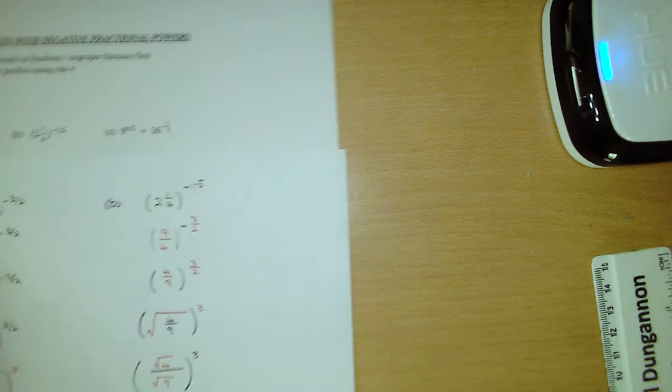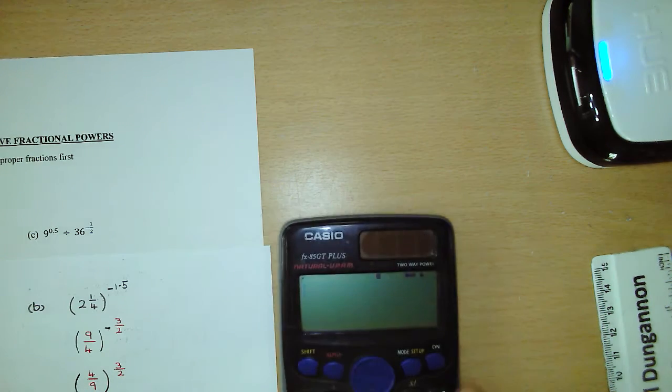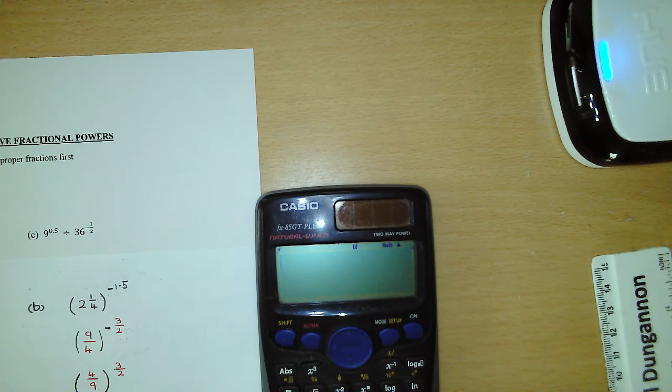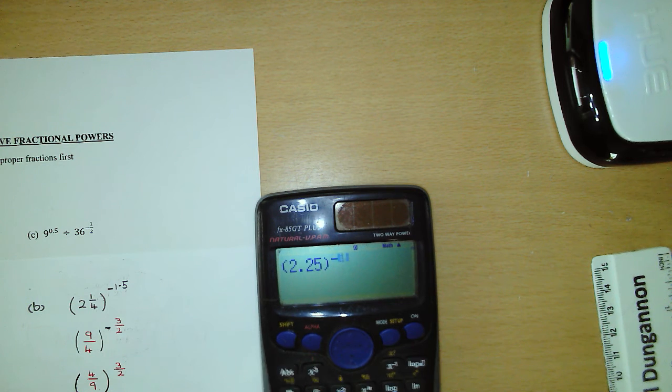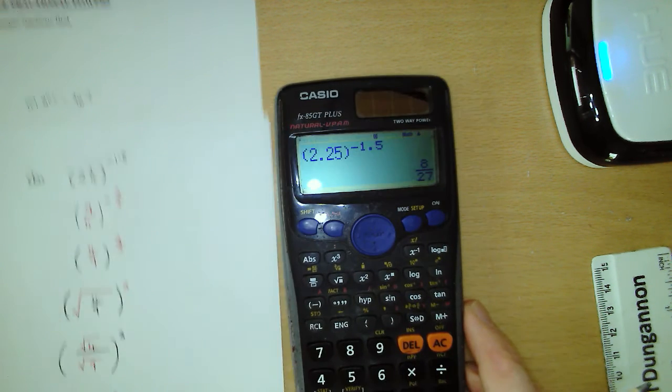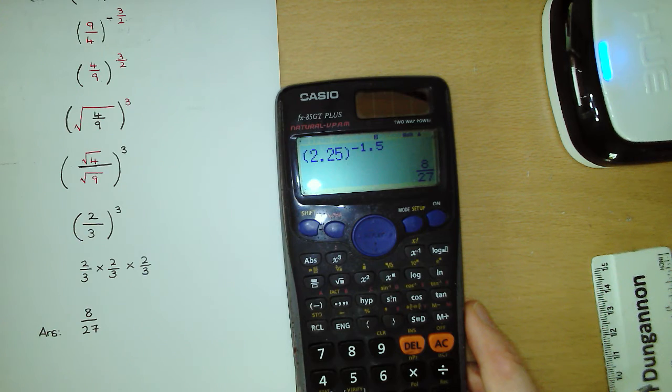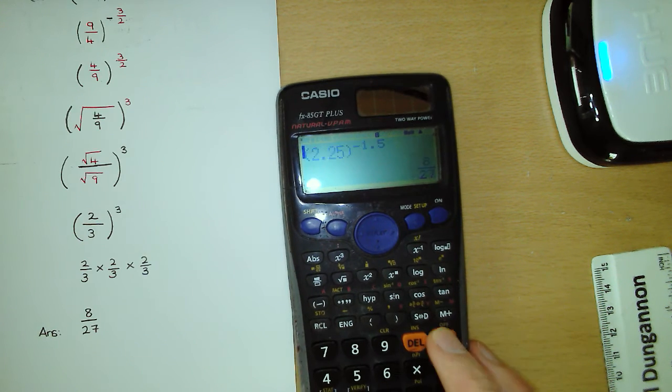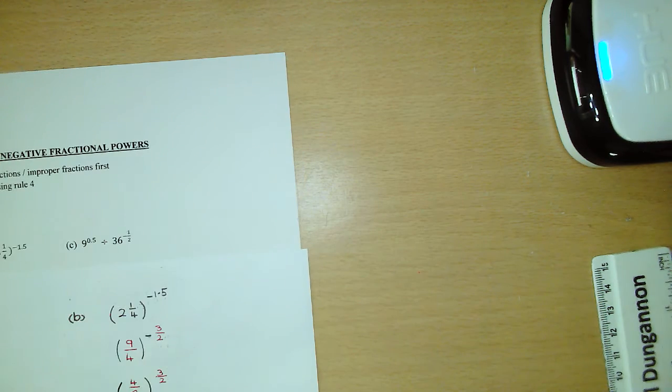So let's type it into our calculator to see have we done it correctly. So we have 2 1/4. I'll type in 2.25, and then the power here is -1.5. And again, we get 8/27. Okay, let's look at our last example. So example C.